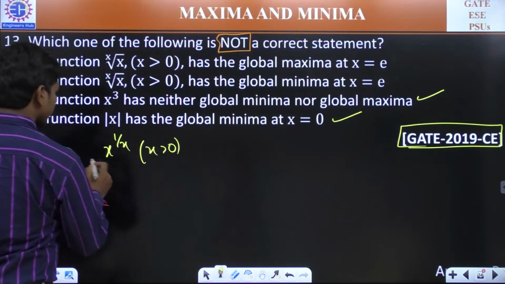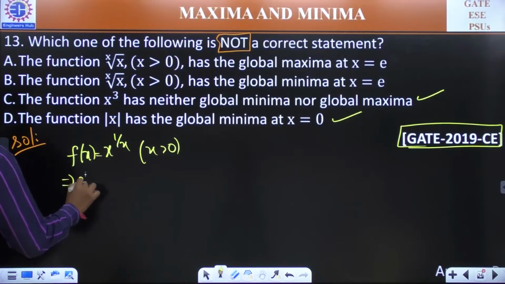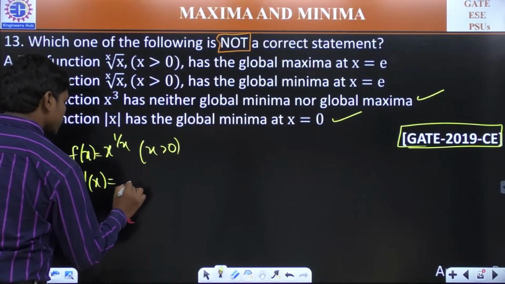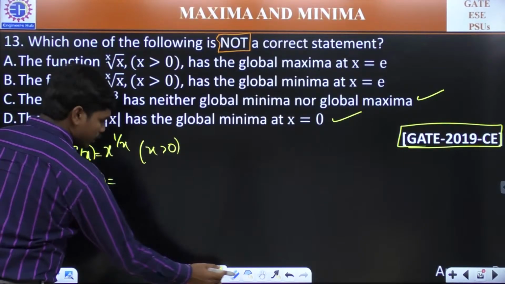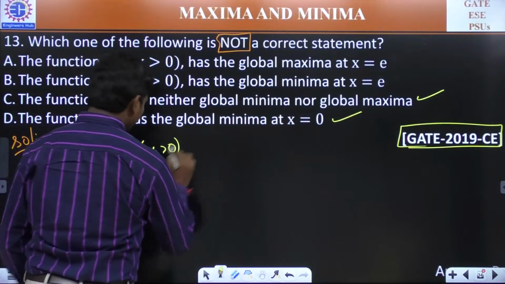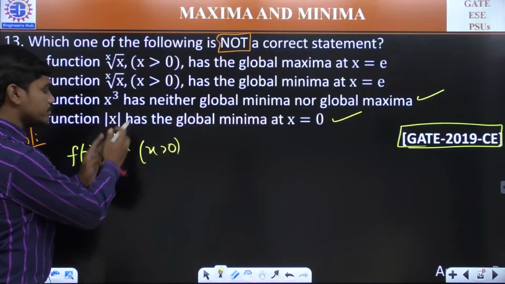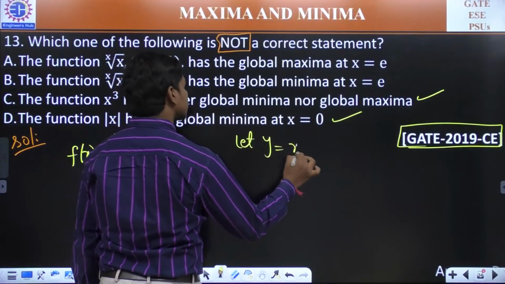First of all, let us calculate the first derivative. If this is f of x, f dash of x is equal to, see carefully. If you want to differentiate this function, how to differentiate? I'll tell you, because many of you might have got stuck at this point. So see here. Whenever there are power forms, x power 1 by x, x power x, x power minus x, and all these things, let y is equal to x power 1 by x.